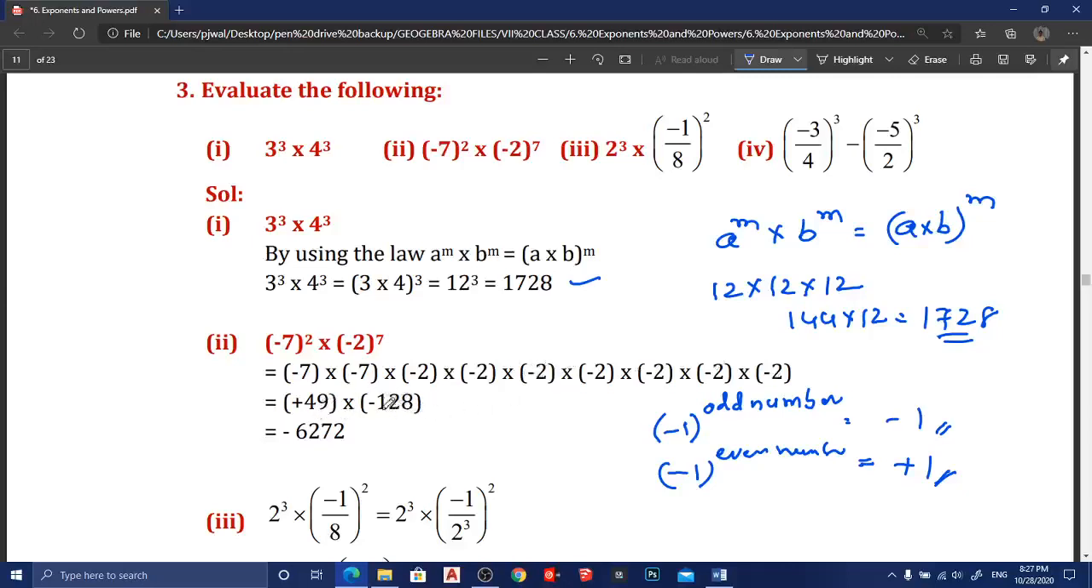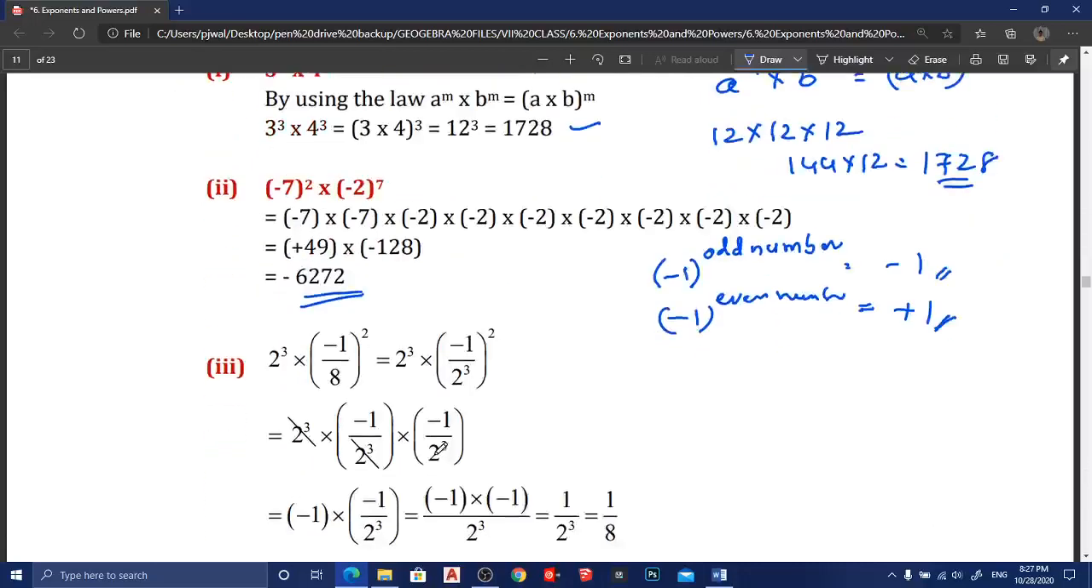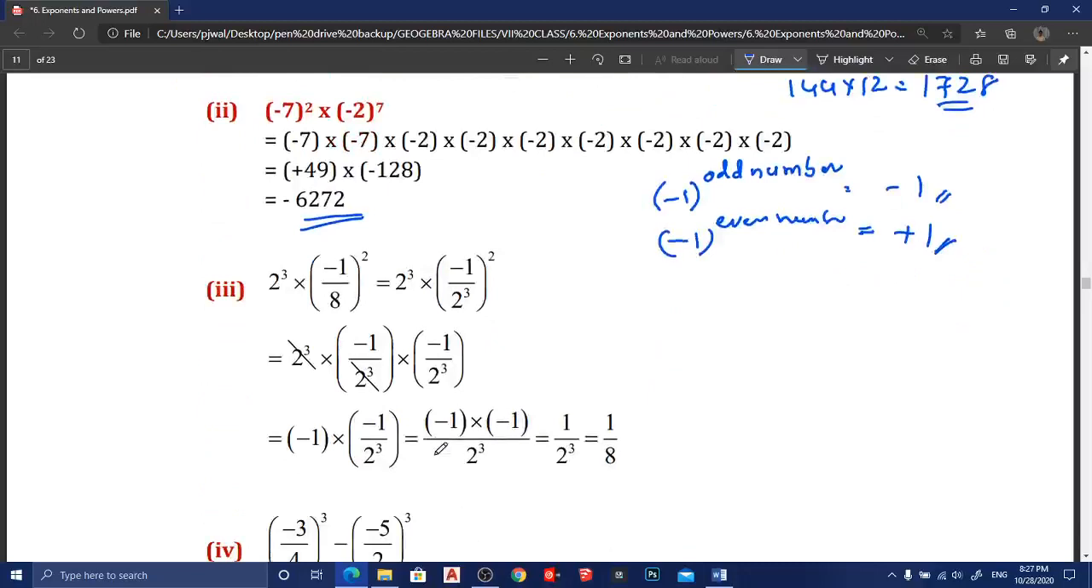Now again you have to multiply these two terms. You will get plus into minus, 6272 you will get. Just multiplying all the terms only. There is no formula we are using here, and there is no formula for that. Next, the problem is up to here only.